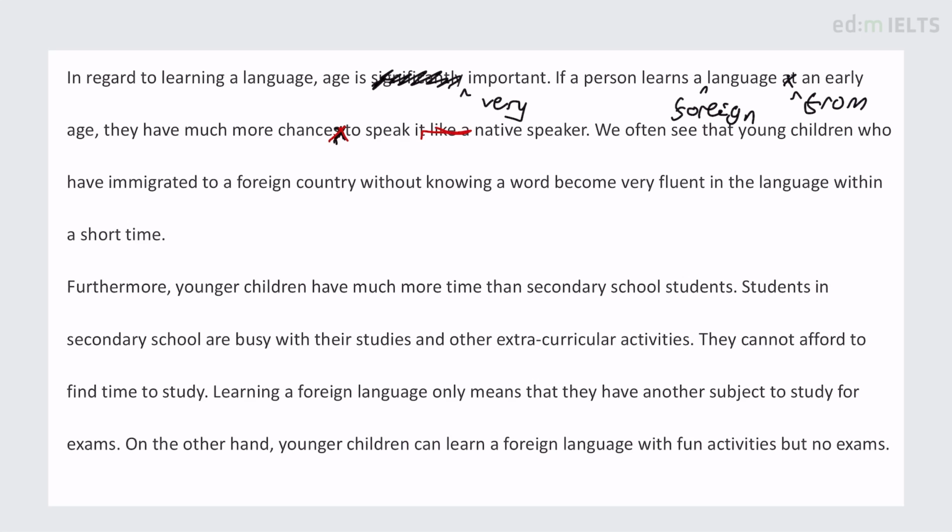Chances to speak it would make sense, but it's actually the wrong meaning of chance, so we have to delete this. So much more likelihood, probability, that's a different meaning of chance. Much more chance, like a much higher percentage, much more chance of something happening, much more chance of speaking it. Let's say of eventually, like one day speaking it.